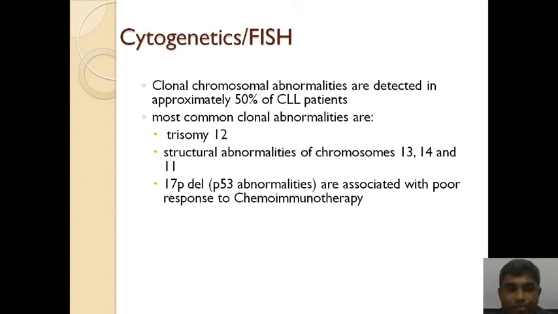And many of the patients have cytogenetic or FISH abnormalities. Common ones are trisomy 12, deletion 13, and abnormalities in 14, 11, etc. 17p deletion is an important chromosomal abnormality, as it guides us in choosing one therapy or the other, because they have poor response to the commonly used FCR therapy.